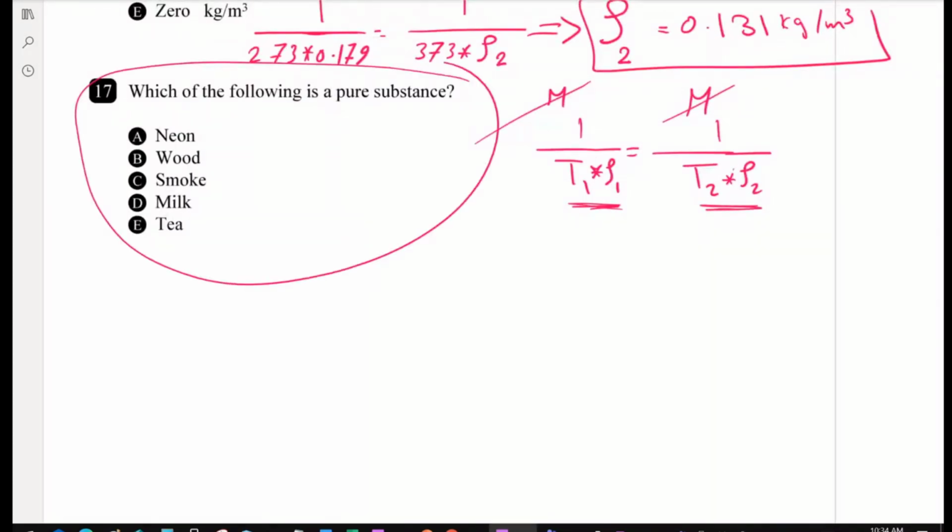Which of the following is a substance? That's an easy one. Pure neon. Pure substance, neon. Wood is not a pure substance. Wood is like a heterogeneous mixture. Smoke is usually considered a colloid. Milk is usually a colloid. Tea, what do you think tea is? Is it a colloid or a solution? In the book, I think it says that it's a colloid. It depends on the tea. If it is a British tea, it will be a solution. If it is like Egyptian tea, it will be a colloid. Okay.